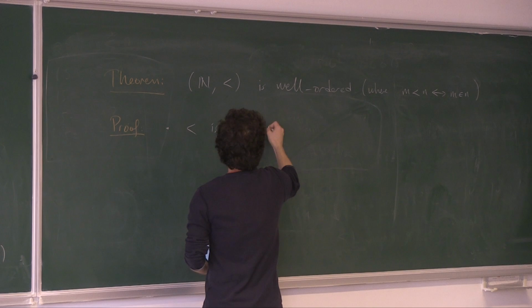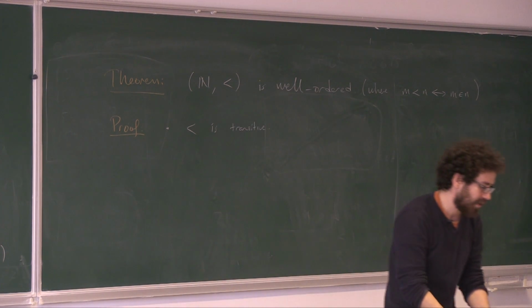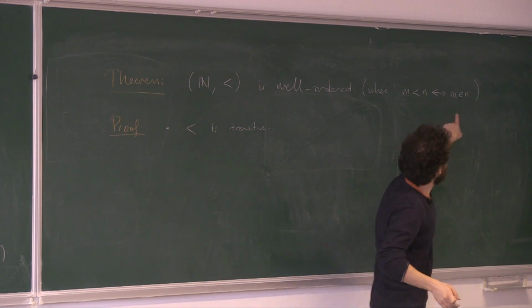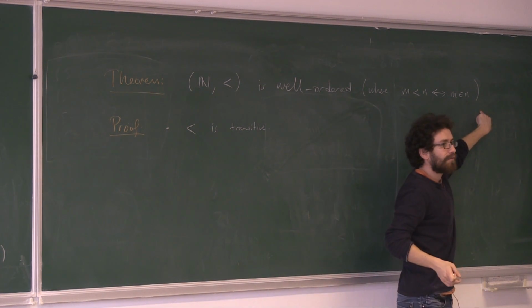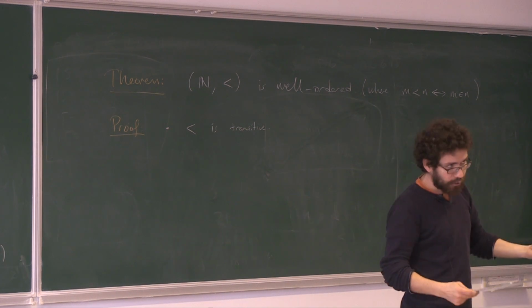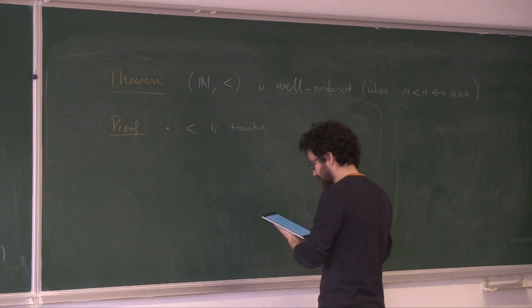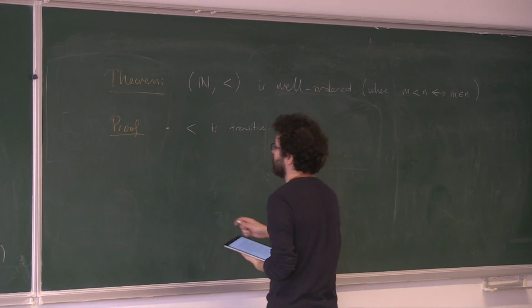Okay? I want to show that this relation on natural numbers is transitive. What does that mean? I want to prove the following. If m is a member of n is a member of k, then m is a member of k. If you look at the picture of natural numbers, that's obvious, but pictures are not proofs, as you know. So let's actually prove this. We prove this by induction.